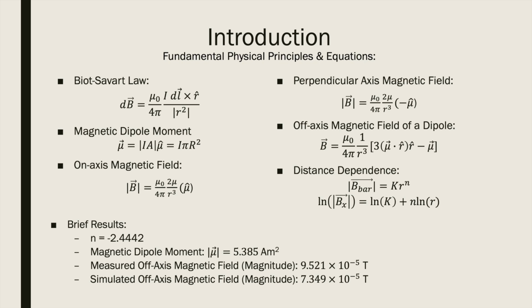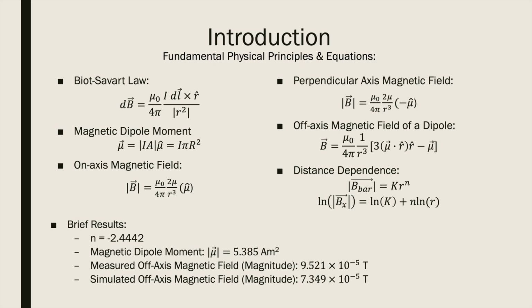The on-axis magnetic field is the magnetic field that passes through the center of the loop perpendicular to its plane. The off-axis magnetic field is the magnetic field that is not on the axis of symmetry of the magnet. The perpendicular axis magnetic field is perpendicular to the axis of the bar magnet. Each equation is shown here.